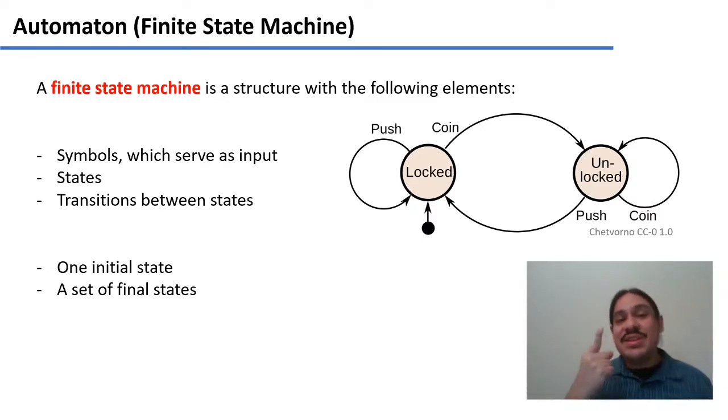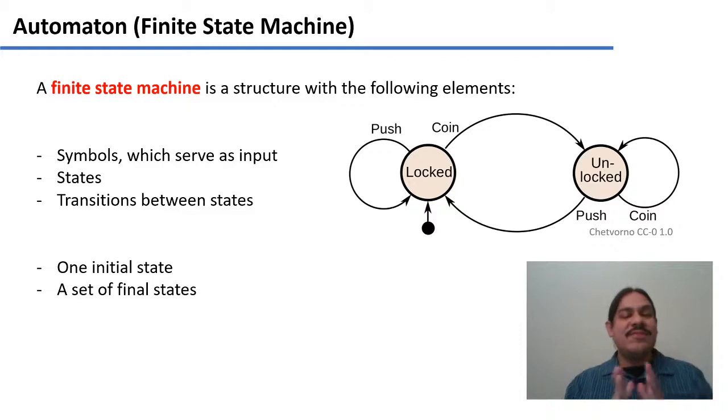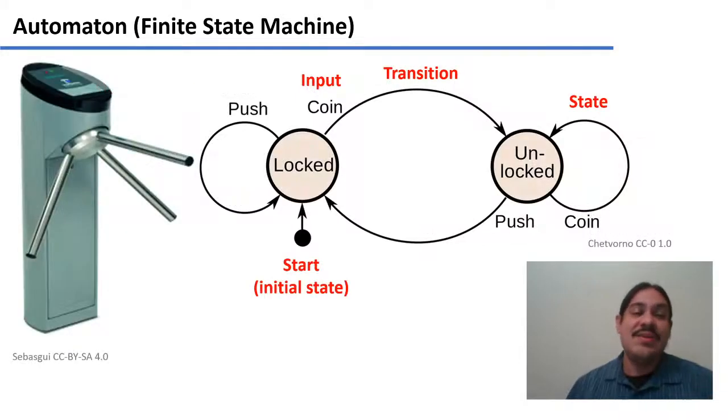It has one initial state, which is where you find the abstraction or the program as it begins. And it can have a set of final states. So places, ways in which the program can end. For example, this is a finite state machine. The turnstile has an initial state, which is for you to find it locked.